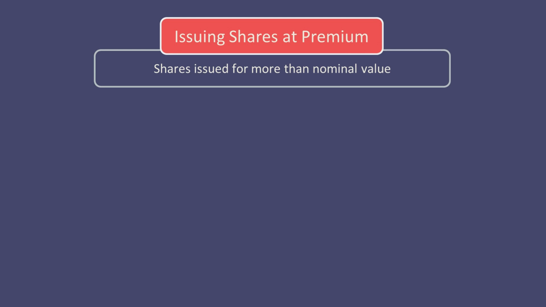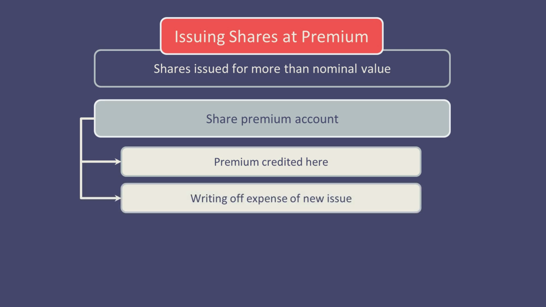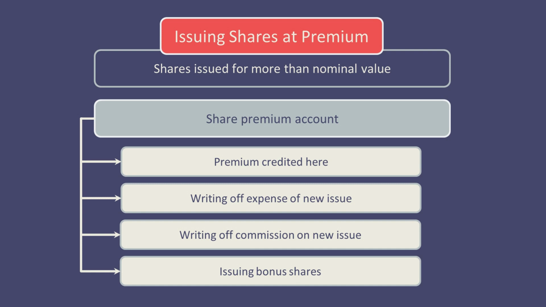How does the company reflect this premium? The Companies Act requires that the premium must be credited to the share premium account. This account can only be used for writing off the expenses of the issue of new shares, writing off any commissions paid on the issue of new shares, and issuing bonus shares.